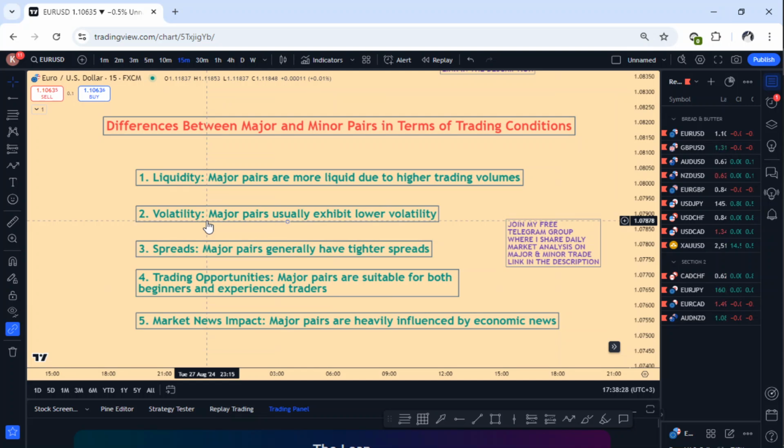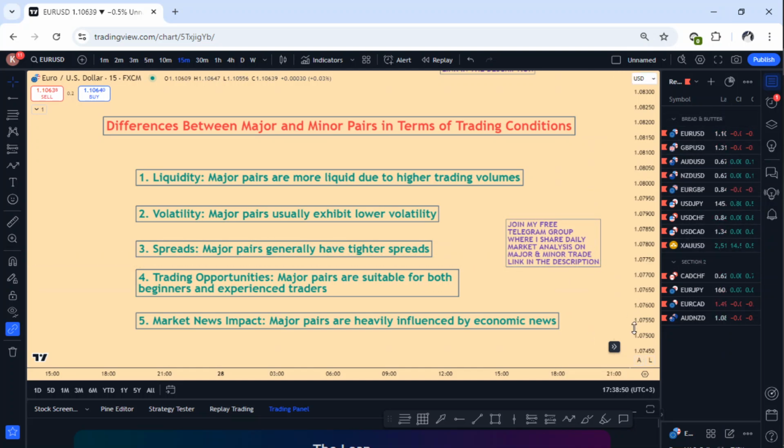Now what about volatility? Major pairs usually exhibit lower volatility. What does that mean? It means that their price movements are more predictable and are less prone to sudden spikes. That is why you are always recommended to trade what? Major pairs. But what if you want to trade minor pairs? What do you need to know?